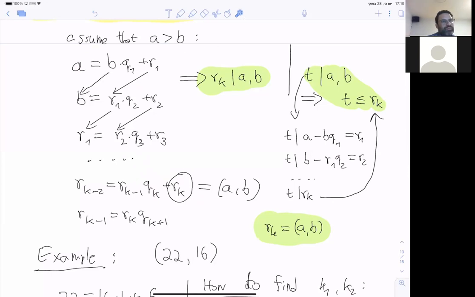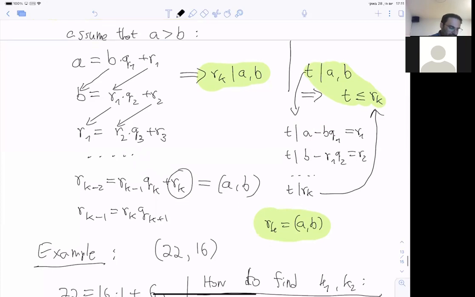Can you please repeat why t divides A minus B? Yes, because if t divides A and B, it exists as a factor here and as a factor here. I mean, you can take out from here and from here some t. So it divides also the combination of these both. Right. Thanks. Okay. So let us see another example.